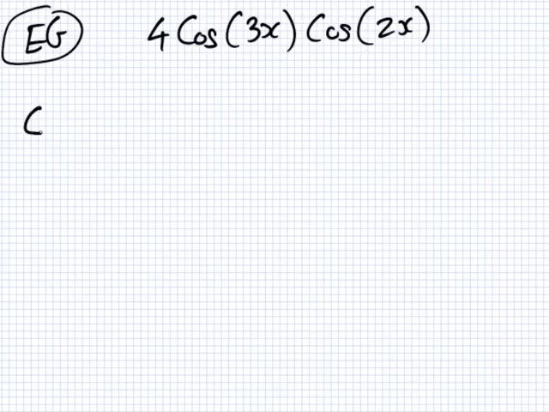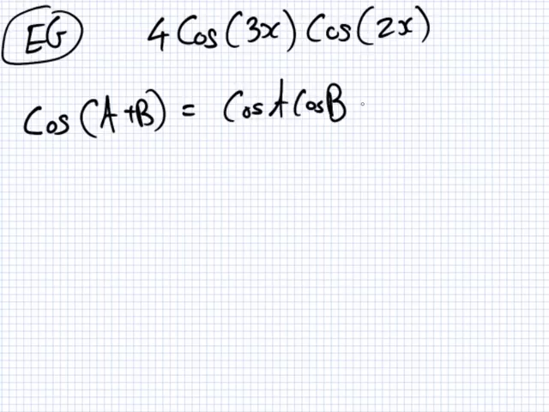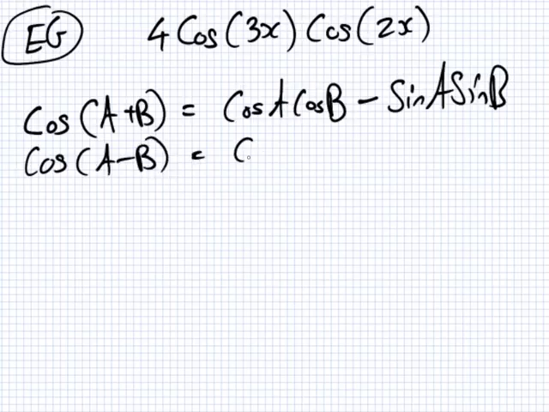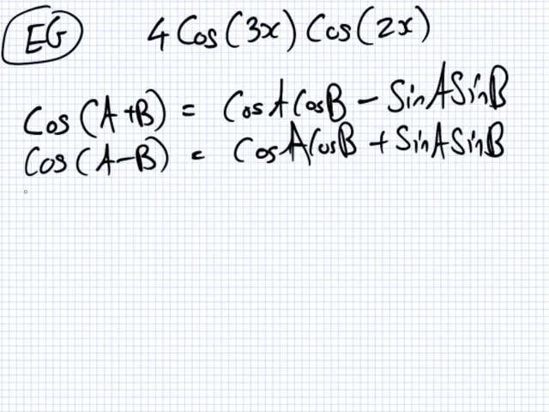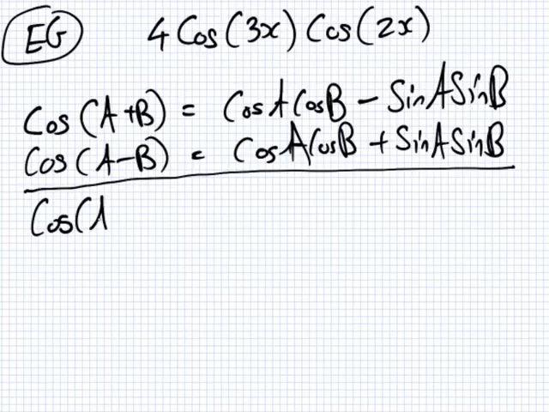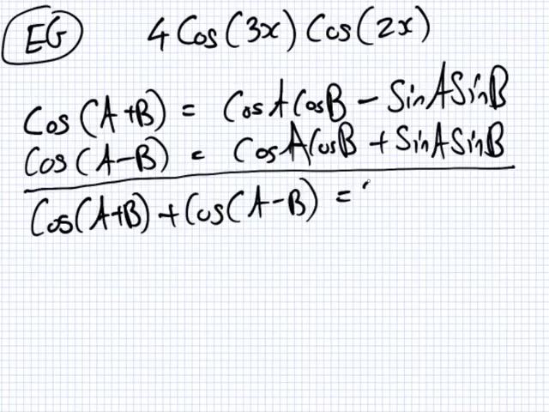Cos A plus B. Yeah, so you know that cos A plus B is equal to cos A cos B plus minus sin A sin B. And you know that cos A minus B is cos A cos B plus sin A sin B. If I add these together, I get cos A plus B plus cos A minus B equals 2 cos A cos B.